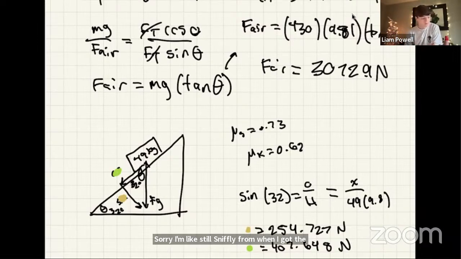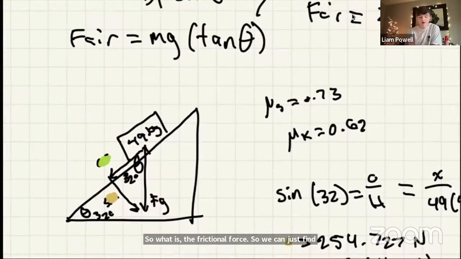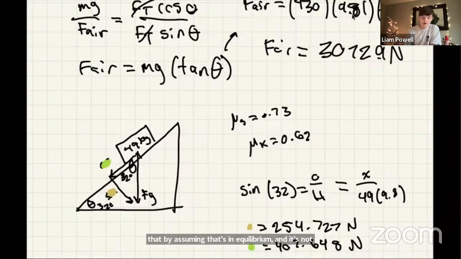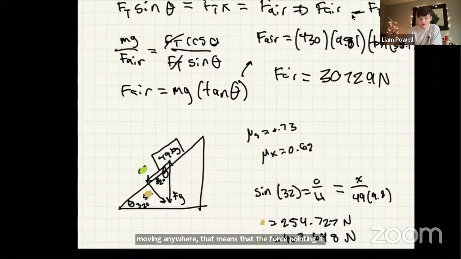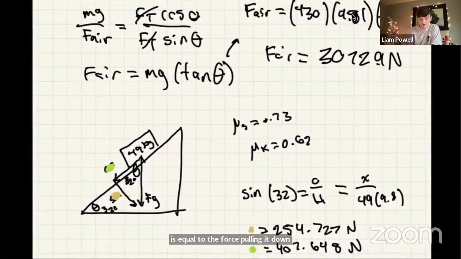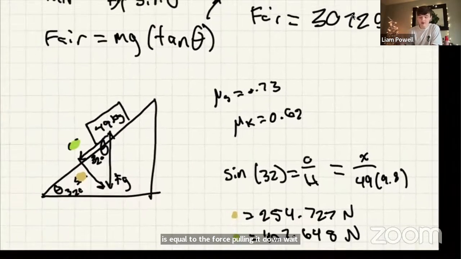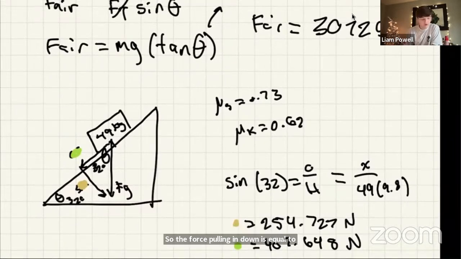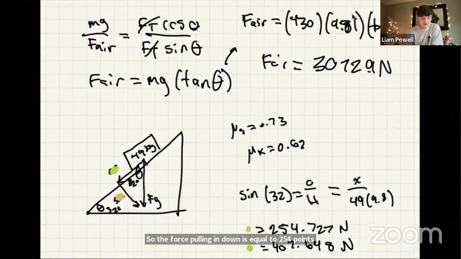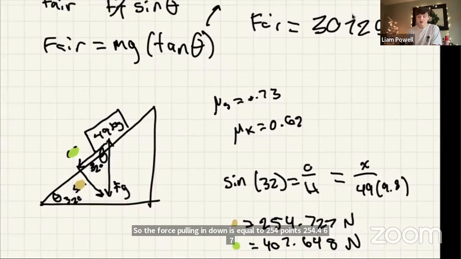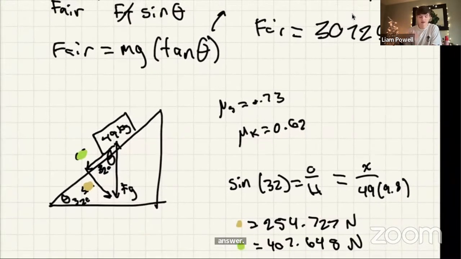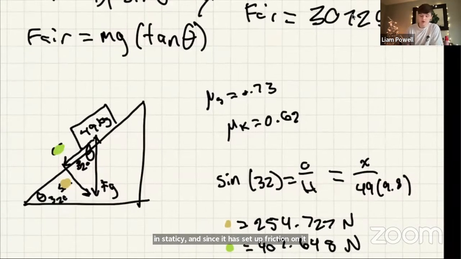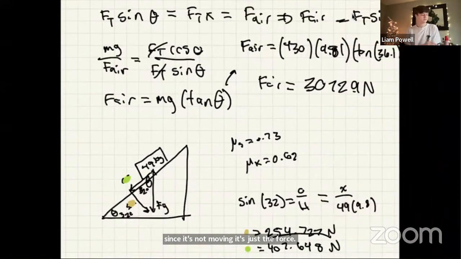And so what is the frictional force? We can find that by assuming that it's in equilibrium and it's not moving anywhere. That means the force pulling it is equal to the force pulling it down. Wait, did I do this right? Yeah, the force pulling it down is equal to 254.467 newtons, which is a little bit different from my answer, but that is the force pulling it down. Since it has static friction on it and it's not moving, the friction force is just equal to this right now. Okay.